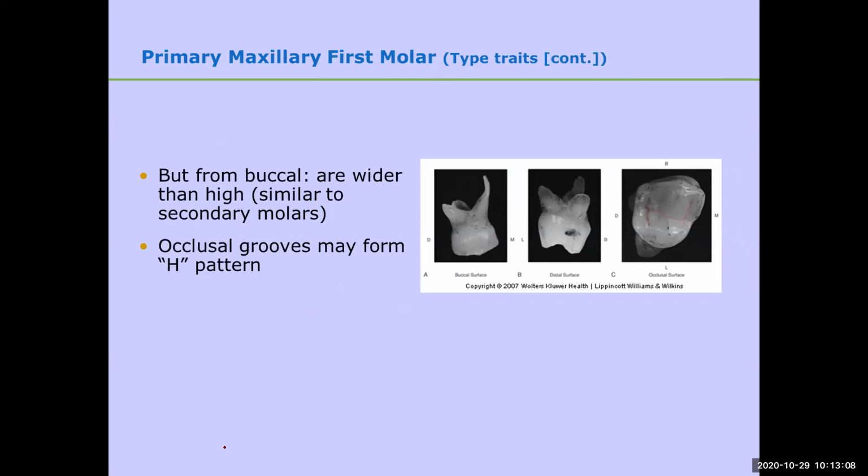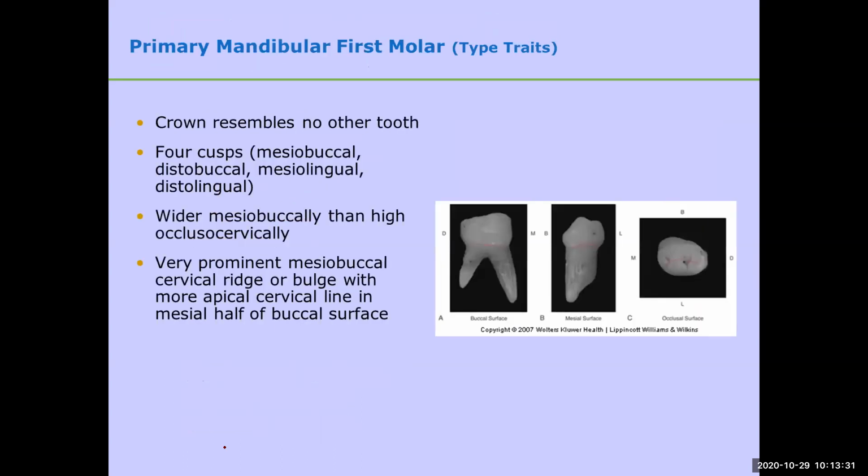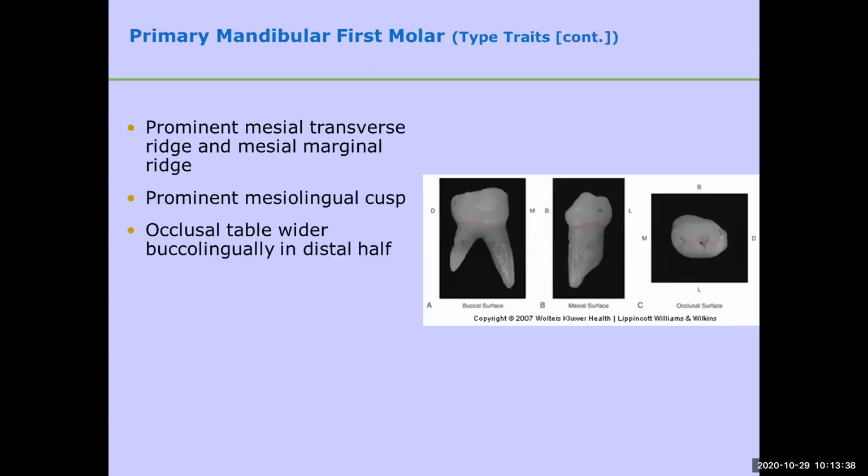Got your H pattern on the occlusal, similar to a premolar. But look at this mandibular first molar. It's unlike any other tooth in either dentition. And that's the takeaway of the mandibular first molar in the primary dentition. Unlike any other tooth. 4 cusps, CEJ more prominent on the mesial than the distal.